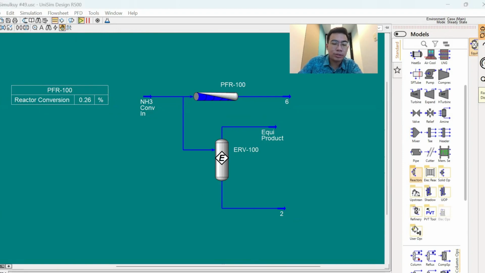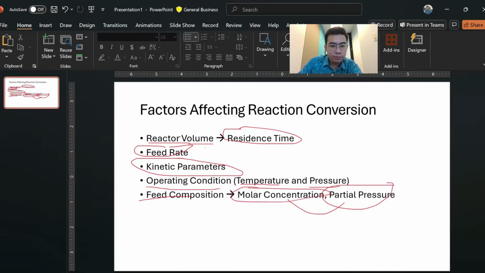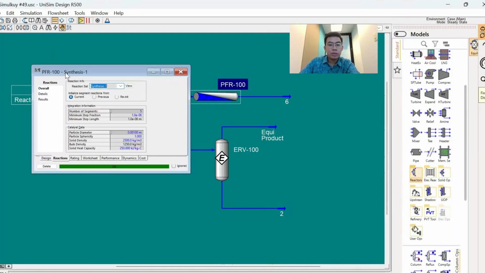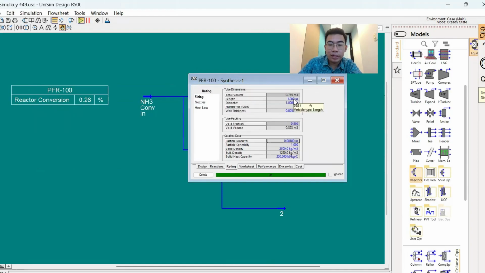Okay, now let's go to the first factor, which is the reactor volume. From the rating, right now the current length and diameter are 1 each. We can try to vary the length, for example, to 6. You can see that the conversion is already increasing to 0.54. If I increase to 8, it will jump to 25%, which is quite close to our equilibrium conversion. So I will go back to 1.